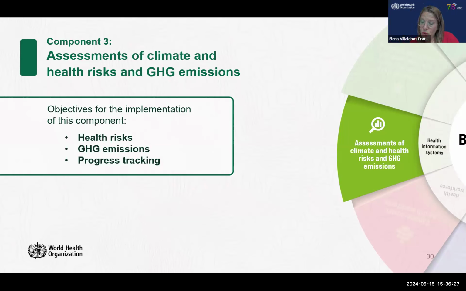We also promote an objective by which countries are expected to be able to assess where greenhouse gas emissions are coming from. And again, there are more or less sophisticated mechanisms to do this. And another one is related to being able to track progress on both. Next slide, please.